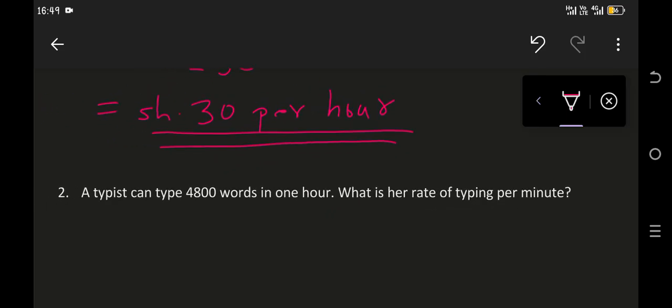A typist can type 4,800 words in 1 hour. What is her rate of typing per minute? Now, please be careful of the units that we have been given here, the different types of values. We have words in 1 hour. What is her rate of typing per minute? So remember, before working this out, you have to convert this hour into minutes before you work anything out.